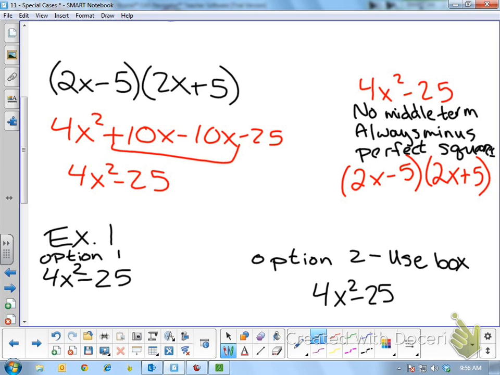So our goal is to figure out, well, how do we get from here, 4x squared minus 25, to here, 2x minus 5, 2x plus 5? Well, what is the square root of 4x squared? 2x. We have a 2x here and a 2x here. What's the square root of 25? 5. We have a 5 here, 5 here. So all I need to be able to do is to take the square root of my numbers, and then it's always 1 minus, always 1 plus.